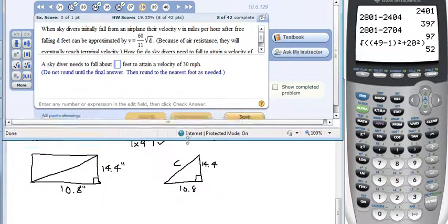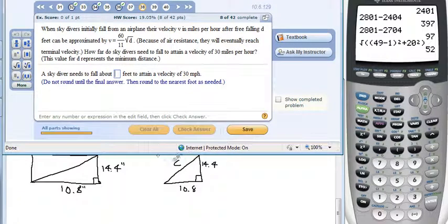Let's look at what this one says. When skydivers initially fall from an airplane, their velocity in miles an hour after free falling so many feet can be approximated by this formula. Because of air resistance, they will eventually reach terminal velocity. That means that you can't get any faster at some point. That does not mean you're dead, terminal. How far do skydivers need to fall to attain a velocity of 30 miles an hour?